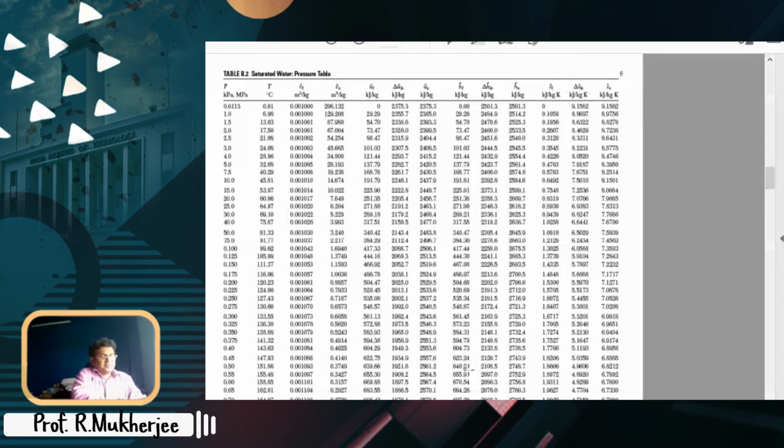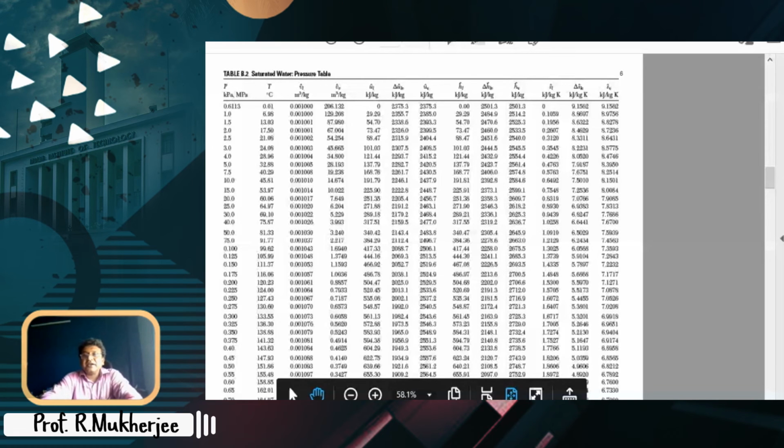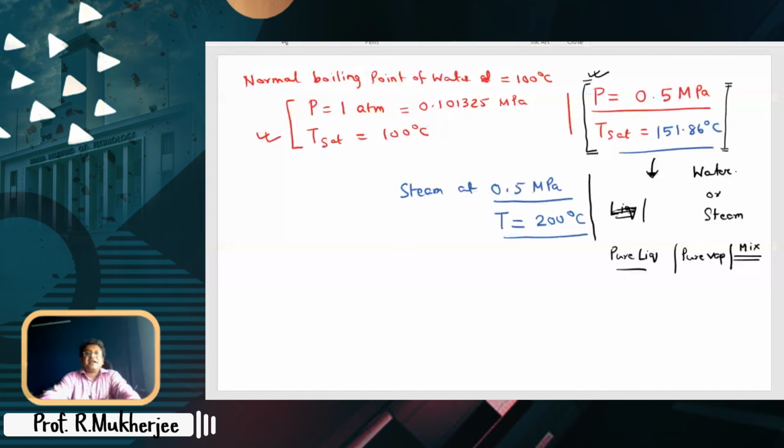0.00109. I'll use the hard copy of this. I can't see such small text. Yeah. So for 0.5, what can we write? We can write the Vl.